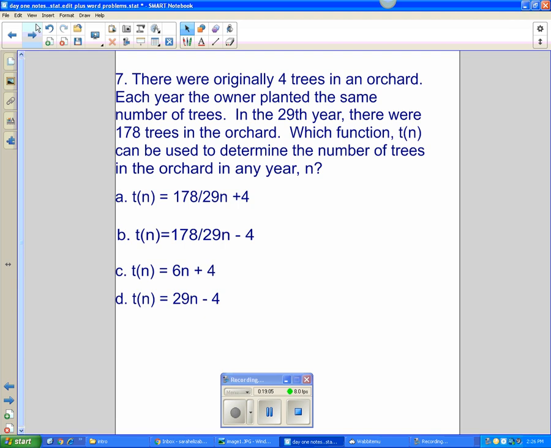We're almost done. There were originally 4 trees in an orchard. Each year, the owner planted the same number of trees. In the 29th year, there were 178 trees in the orchard. Which function can be used to determine the number of trees in the orchard in any year? All right. Everybody please circle originally. Circle the word originally.